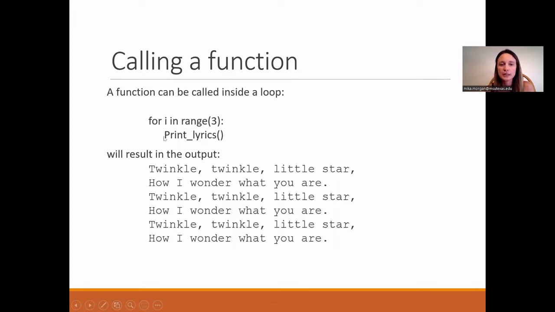You can call a function inside of a loop if you want it to happen more than one time. So here in this example, it's going to loop 3 times, right? Whenever i is 0, 1, and 2. So for every iteration of that loop, what is it going to do? Call the print lyrics function. And what that function does, it's going to do the same thing all 3 times. It's just going to print out the words 3 times. So you can kind of see that here in this output.